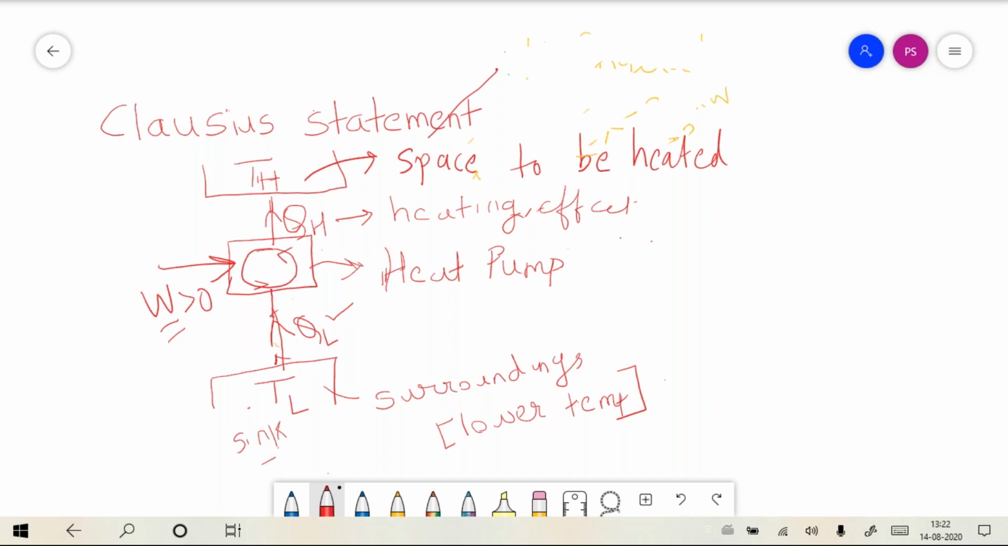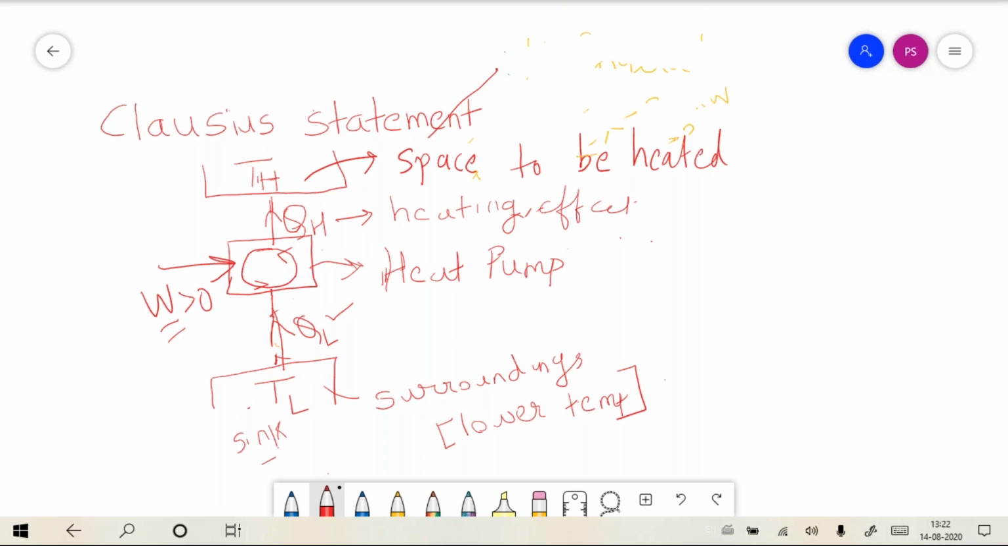Okay, this is the surrounding. And then that heat is pumped to the room so that the occupants of this room would feel comfortable. They would be heated up, right? And for doing this, we need to supply certain work, because according to the Clausius statement, we cannot do this without supplying certain work.